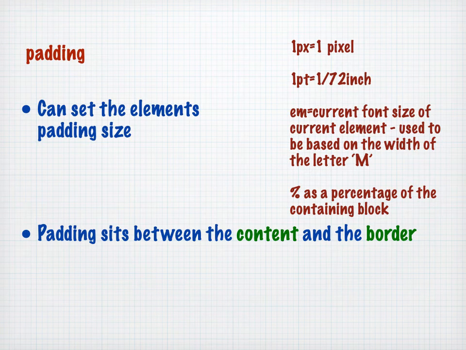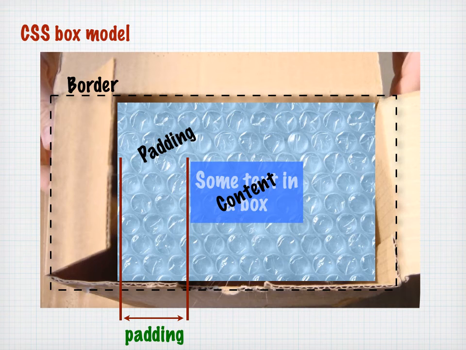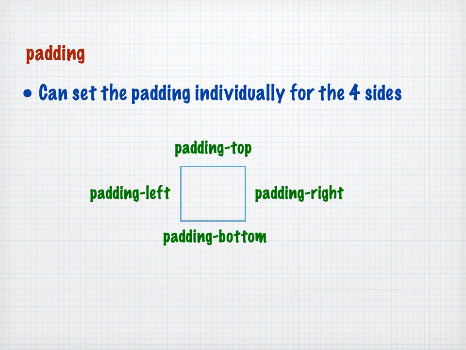We could change the padding. Remember, if you visualize the padding as being the bubble wrap, that's what sits between the content of the box and the border. It's like this. And either we can do it all at once, or we could set the padding individually. So we go padding top, padding right, padding left, etc.